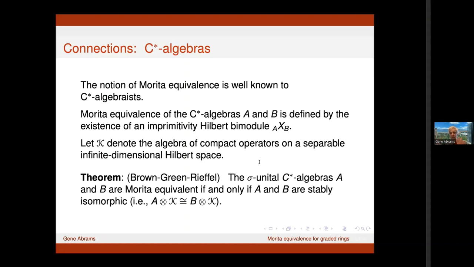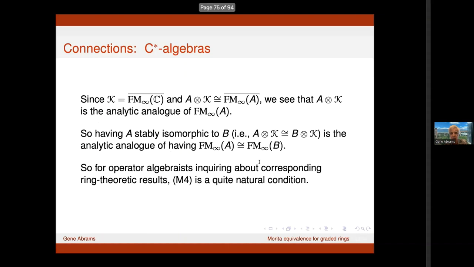It's if there's an appropriate isomorphism between rings that are related to the given C-star algebras, namely the tensor product with the compacts. But here's the point: the compact operators are just the closure of the FM infinities over the complex numbers. And then the tensor product, this is to Willie's question or point that was asked earlier, the tensor product of the C-star algebra with the compacts is really the analytic analog of the FM infinities. So having A stably isomorphic to B, in other words, having the tensor with the compacts over A being isomorphic to tensor with the compacts over B, is the correct analytic analog of our condition M4.